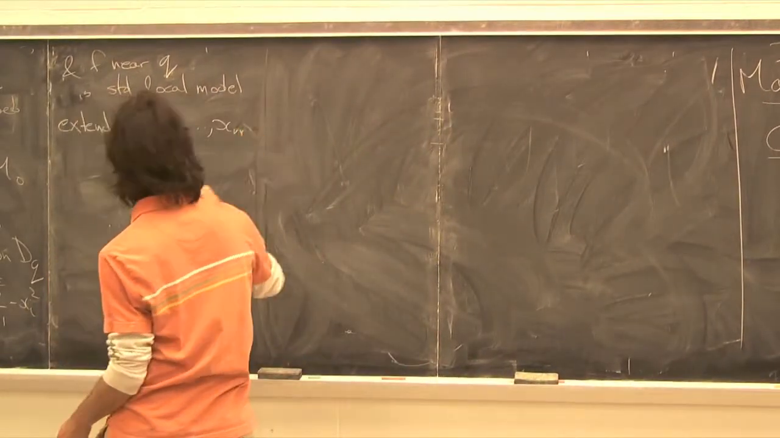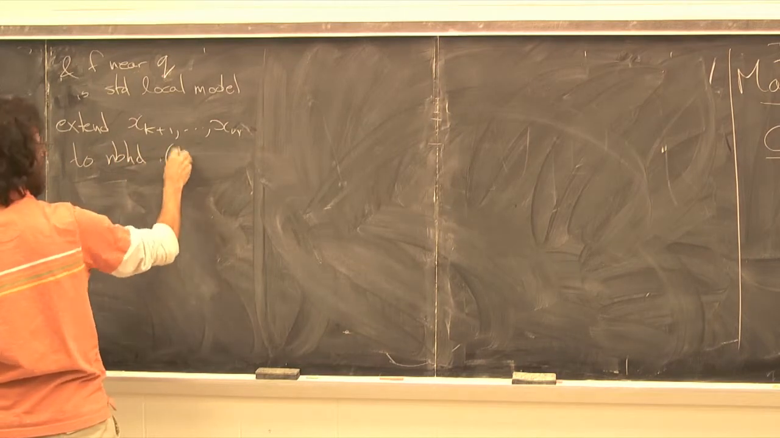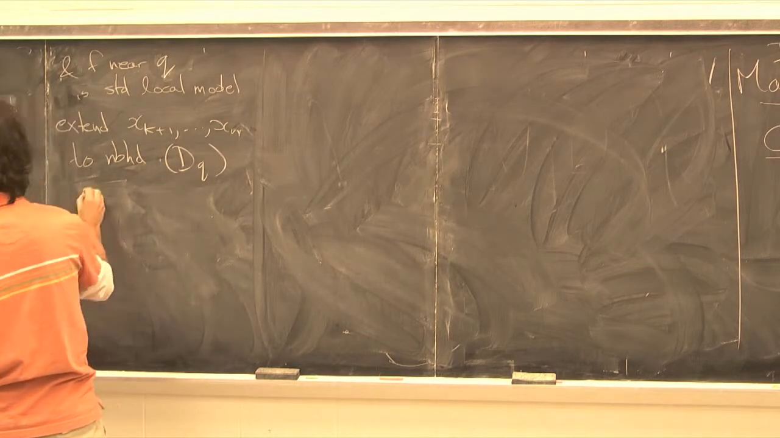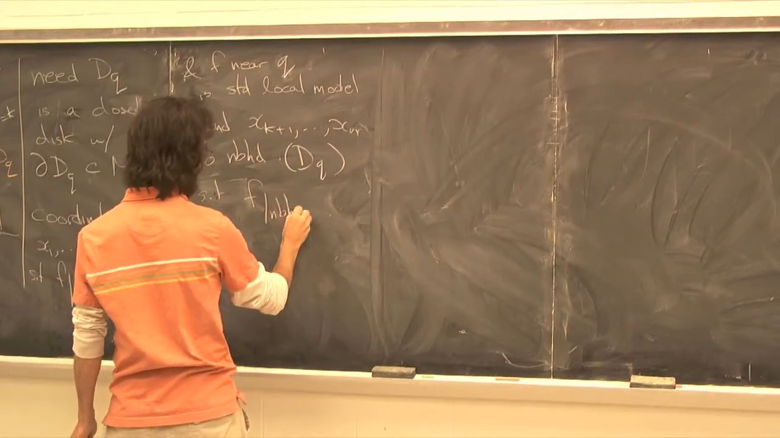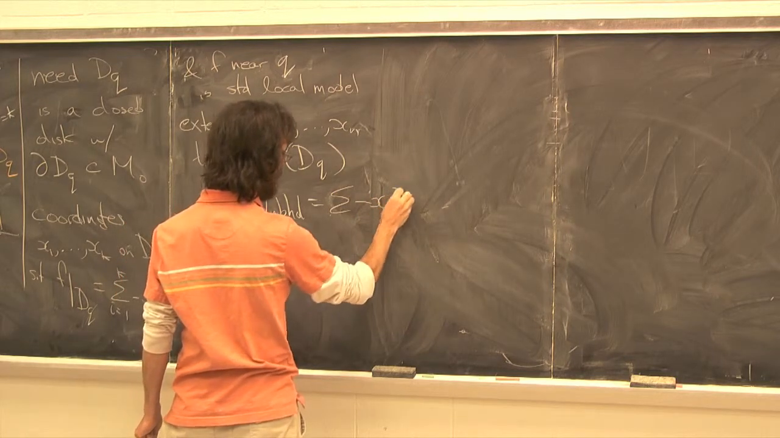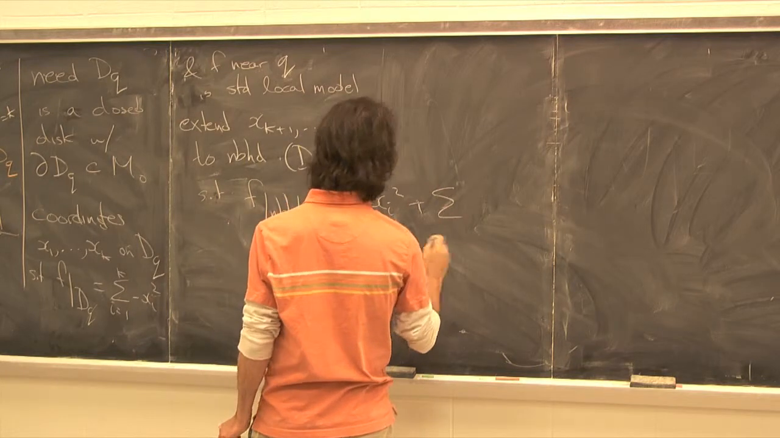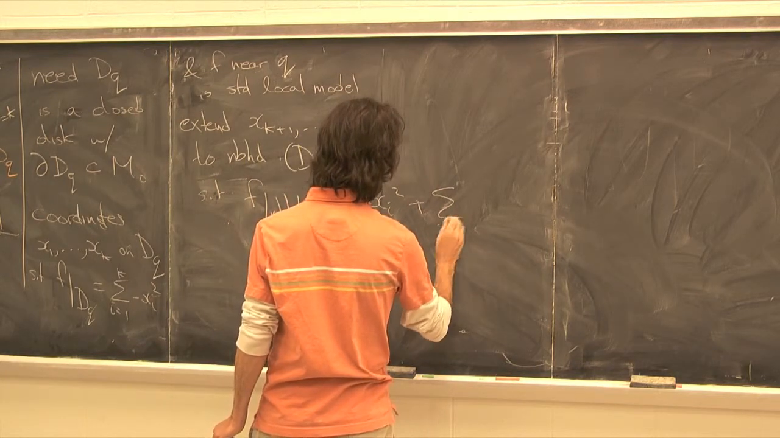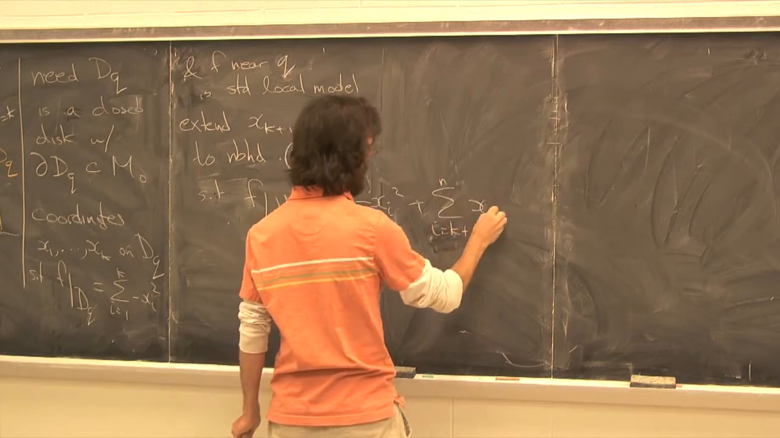Extend xk plus xn to a neighborhood of the full descending manifold, such that f restricted to this neighborhood is still equal to the sum of the minus xi squareds, i equals 1 to k, plus the sum of the xi squareds, from k plus 1 up to n.